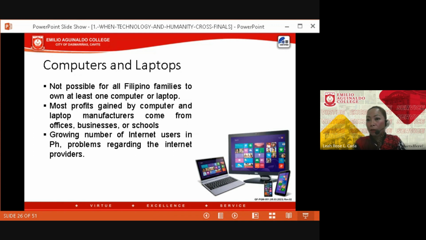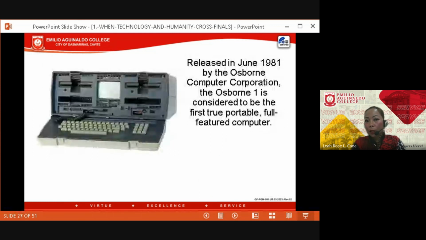Okay, so anyway, in June of 1981, Osborne Corporation released Osborne 1. Okay, and this is believed to be the first portable, full-featured computer. Pero ano lang to siya, you could just type a few lines here for communication.